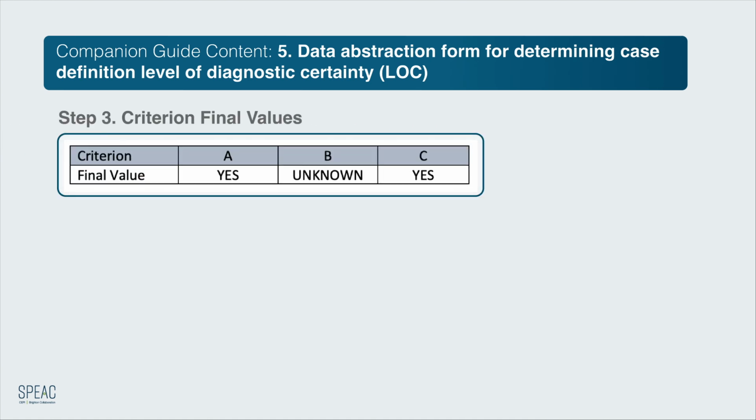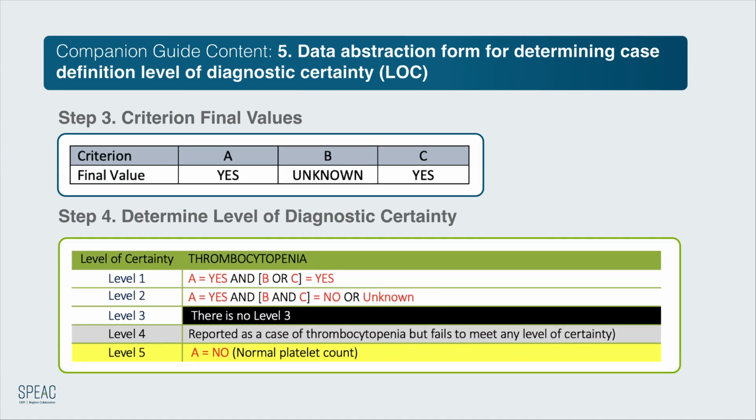Step 3 involves summarizing the final value for each criterion from steps 1 and 2, and then step 4 applies the criterion values determined from the first 3 steps to formulae presented in the rows of the table for level of certainty. It's best to start with level 1 to see if the specified criteria are present. In the example, it is clear that level 1 is met because both A and C equal yes. Given level 1 being met, the user can stop at that point, since level 1 is the most specific level of diagnostic certainty.